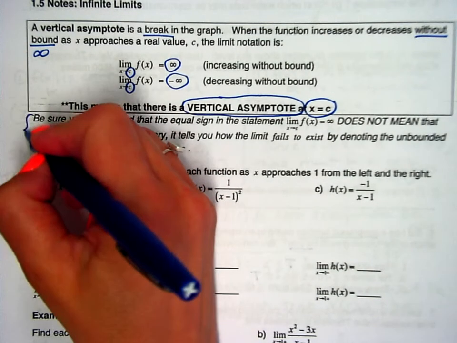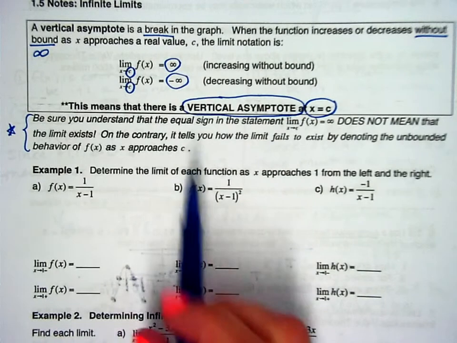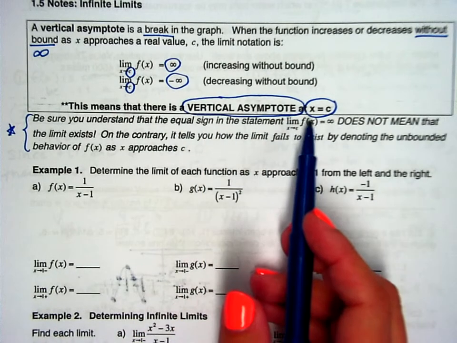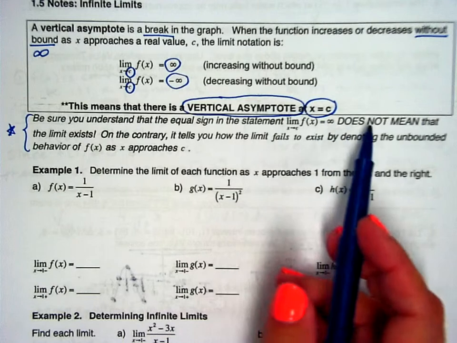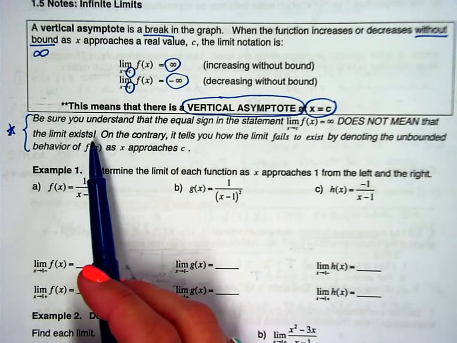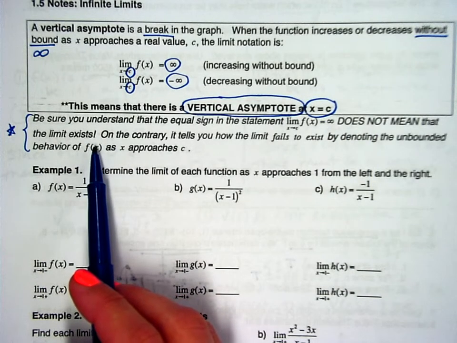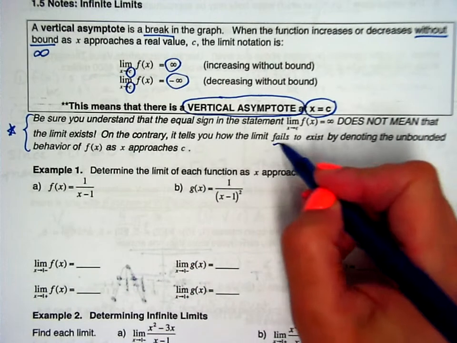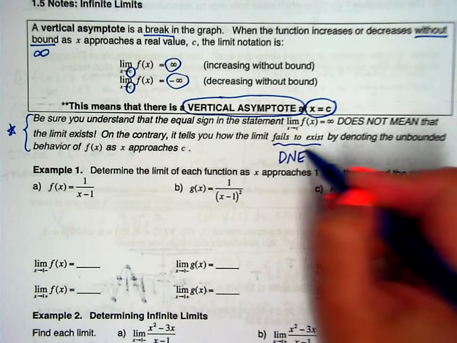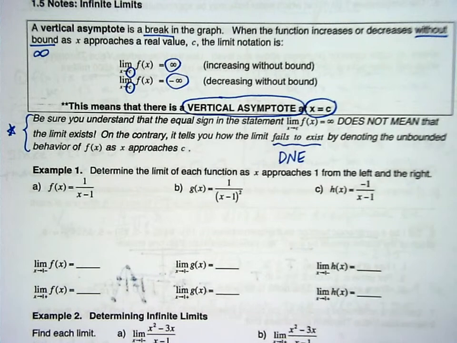This is a really important concept here. Be sure you understand that the equal sign in the statement, when it says equals infinity, does not mean that the limit exists. The limit still does not exist. On the contrary, it tells you how the limit fails to exist. So this is still a DNE, but it's an infinite limit, denoting the unbounded behavior. So it still doesn't exist, but it is giving us more information and showing us that it can be infinity or negative infinity.